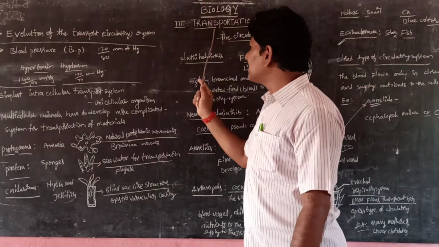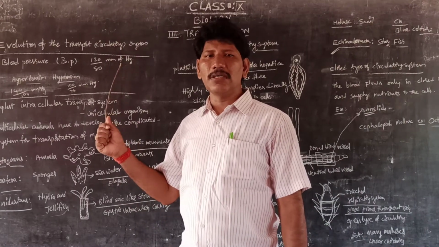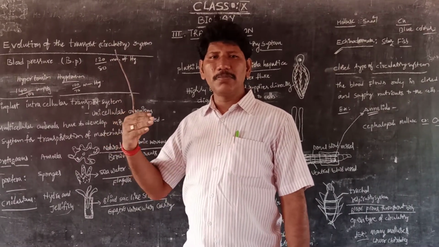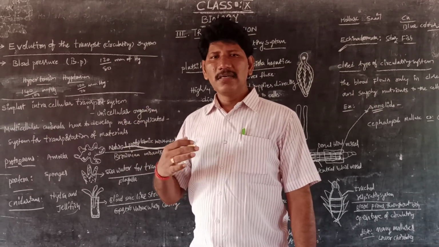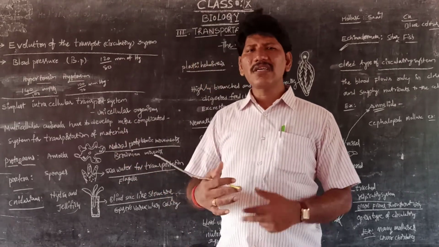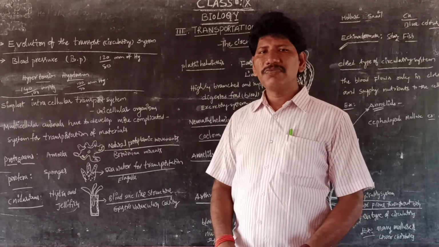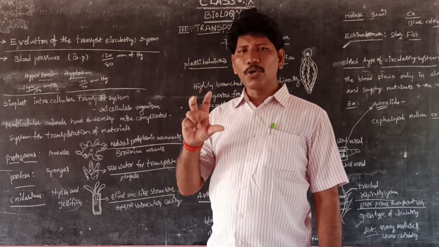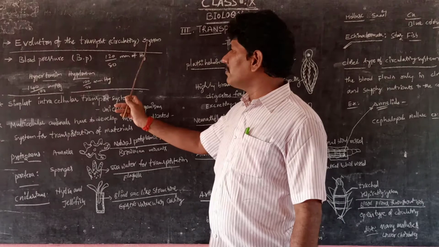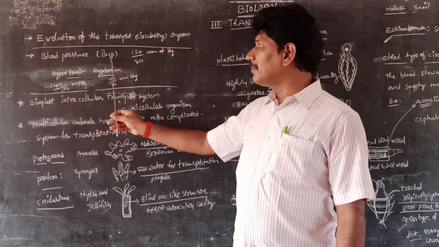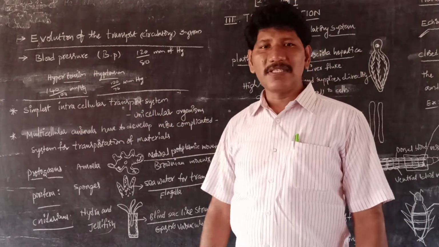In this regard, we already discussed several concepts regarding transportation or circulation, like blood vessels, the heart, single circulation, double circulation, and the fluids like the lymphatic system. These are the concepts we discussed in the previous videos. Today we are going to concentrate on only two more topics: the evolution of the transport or circulatory system, and the second one is blood pressure, that means BP. Generally we measure the BP, our blood pressure.